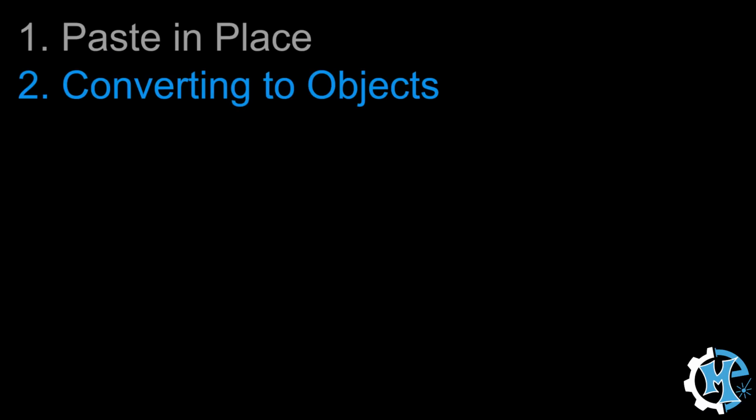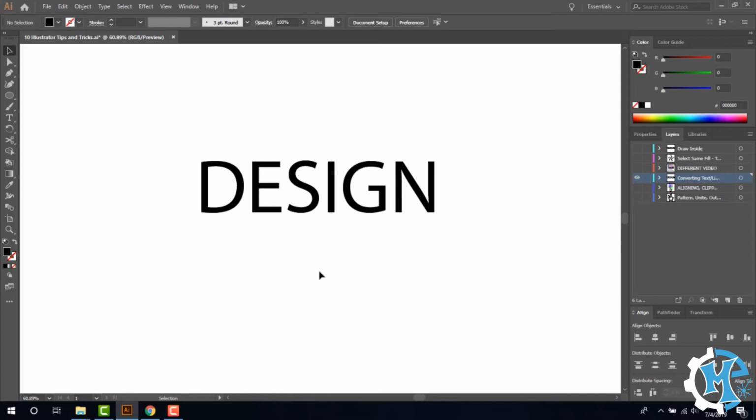Tip number 2 is making a text or some kind of line into an object. So oftentimes when you're designing something and you need to send the file to somebody else, if you just have text like this is right now, that person will have to have the font installed on their computer for the file to open correctly. To bypass this, you can make the text into an object and it won't have to look for a font at that point.